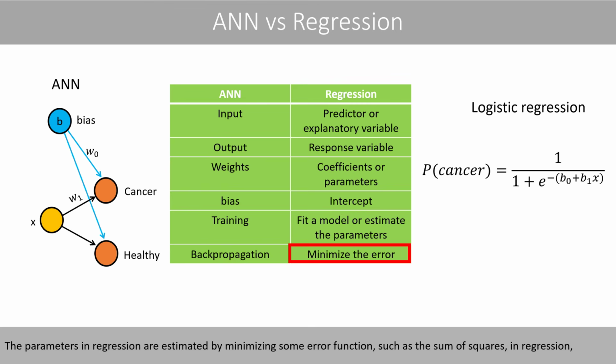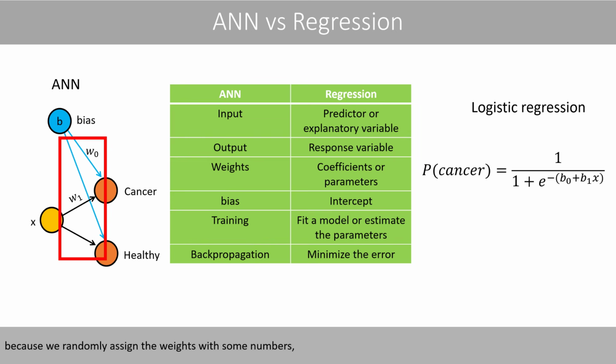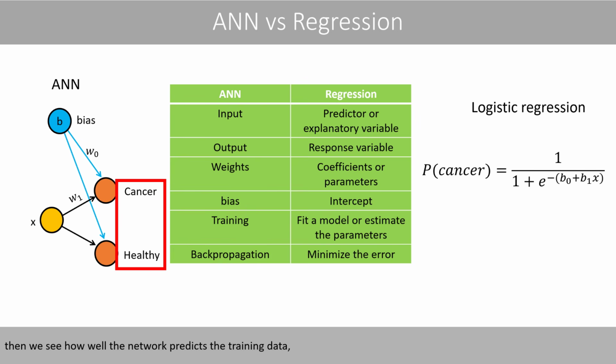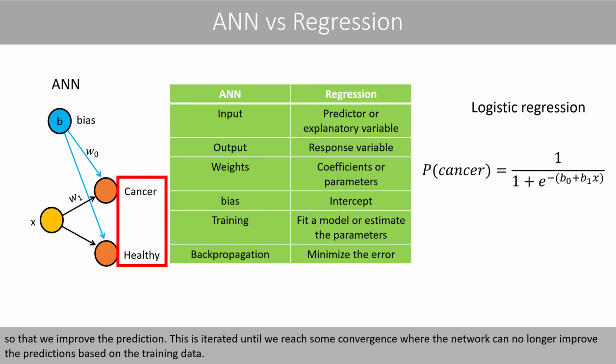The parameters in regression are estimated by minimizing some error function, such as the sum of squares in regression, whereas the corresponding thing is called backpropagation in neural nets, because we randomly assign the weights with some numbers. Then we see how well the network predicts the training data. Then we go back to update the values, so that we improve the prediction. This is iterated until we reach some convergence, where the network can no longer improve the predictions based on the training data.